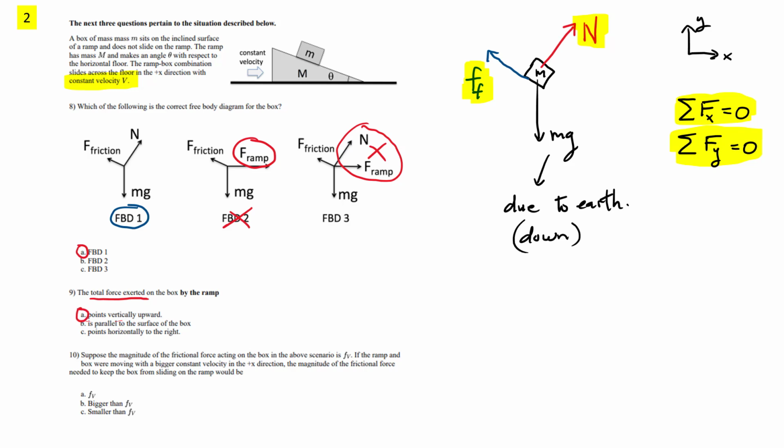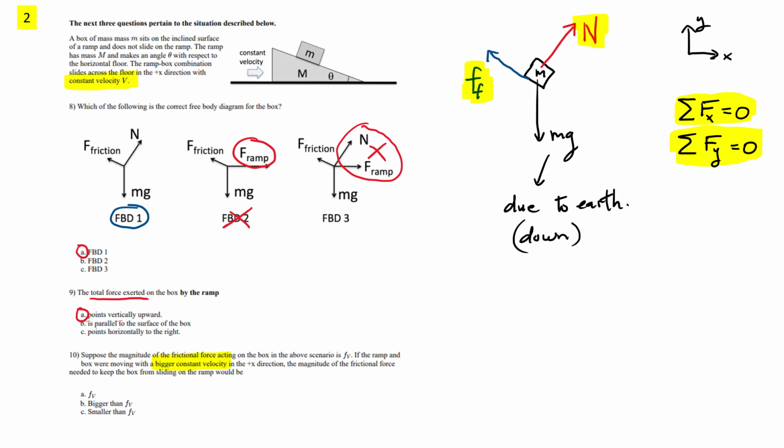All right, question 10 down here says, suppose the magnitude of the frictional force acting on the block in the above scenario is FV. If the ramp and the box were moving at a bigger constant velocity, all right, so we're going to increase the speed here in that positive x direction. They're saying, well, what would happen to the magnitude of the frictional force needed to keep the box from sliding on the ramp? Do you think it would still be FV? Would we require a bigger force of friction, or would we require a smaller force of friction?